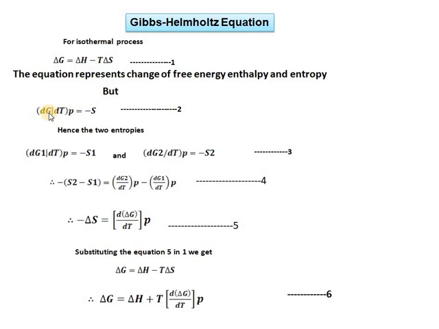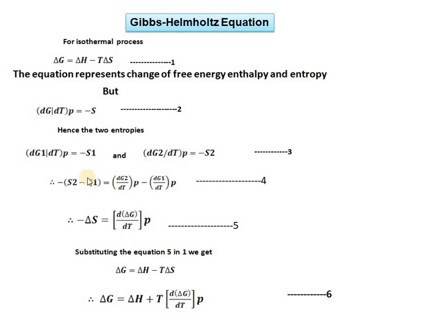But you know that (dG/dT) at constant P is equal to −S. This is equation 2. Hence, for two different entropies S1 and S2, (dG1/dT) at P is equal to −S1 and (dG2/dT) at P is equal to −S2. This is equation 3. By differentiating between these two entropies, we get −(S2 − S1) is equal to (dG2/dT) at P minus (dG1/dT) at P, equation 4.